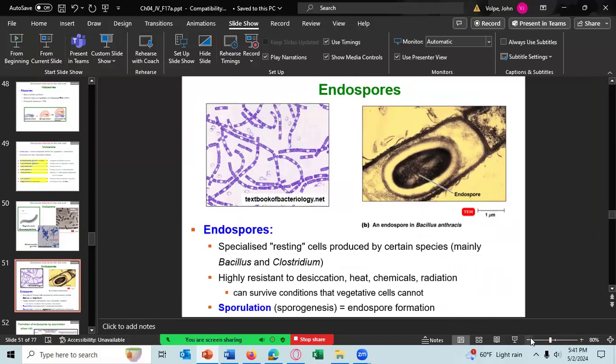An endospore is a specialized resting cell produced by certain species, mainly the members of Bacillus and Clostridium family. Endospores are highly resistant to desiccation, heat, chemicals, radiation. They can survive in conditions where the vegetative cell cannot. The vegetative cell is the parent cell, which makes the endospore.